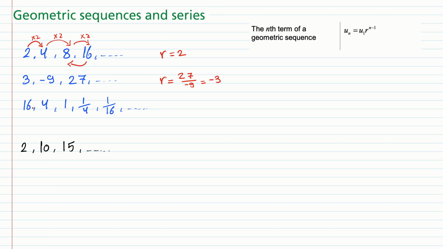In the third example, 16, this time you're going to divide. 16 divided by 4 equals 4, 4 divided by 4 equals 1, 1 divided by 4 equals 1 over 4, and so on till 1 over 16. So you can get the common ratio R by dividing any term by the previous term, which is 1 over 4.